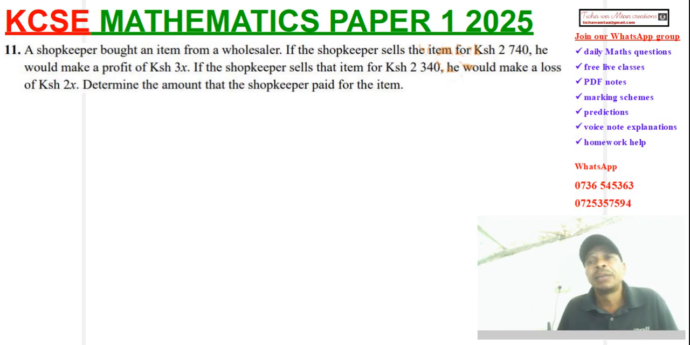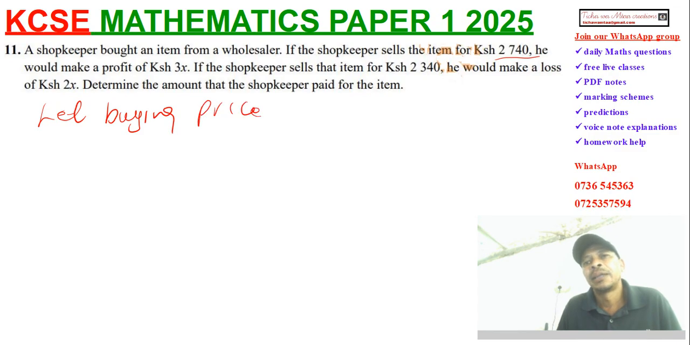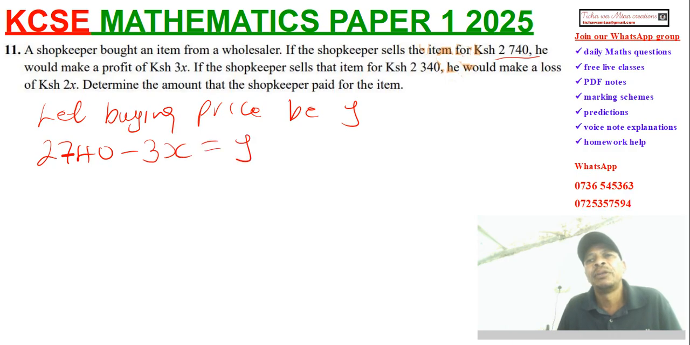So which means that we can form equations from the information given. If he sells at 2,740, he makes a profit of 3x. So let's say let the buying price be y. So if you take 2,740 and you minus the profit made, which is 3x, it should give you the buying price.